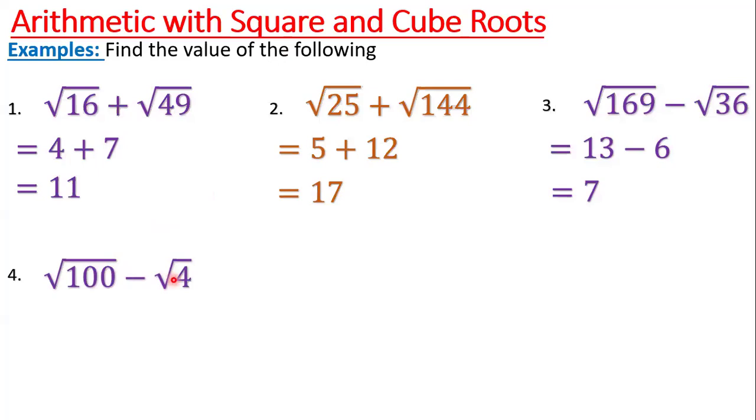10 take away 2. Very good. How did you get the 10? Because 10 times 10 equals 100. Very good. And how did we get 2? 2 times 2 equals 4. Very good. So the square root of 4 is 2. So it's going to be the square root of 100 is 10, minus 2. And 10 minus 2 is definitely going to be 8. All right? It's going to be 8.